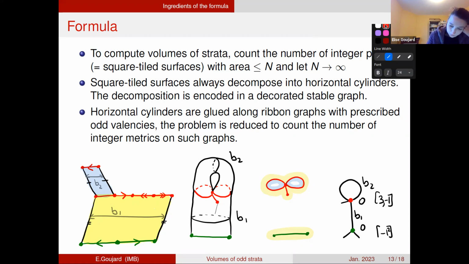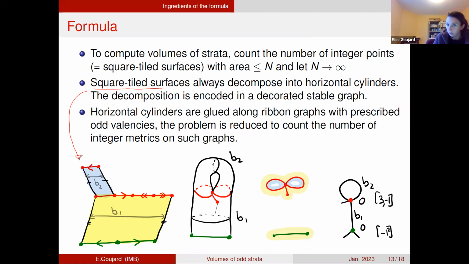So the first step, which is the same step that we did in the work with Delecroix-Goujard-Zograf-Zorich, is that you take a square tile surface. So let's pretend that this is a square tile surface. You can imagine a grid where it's drawn here. And the first remark is that when you get a square tile surface, it always decomposes into horizontal cylinders. So it makes sense to speak about the horizontal direction.